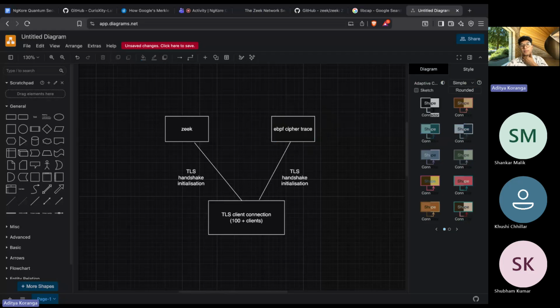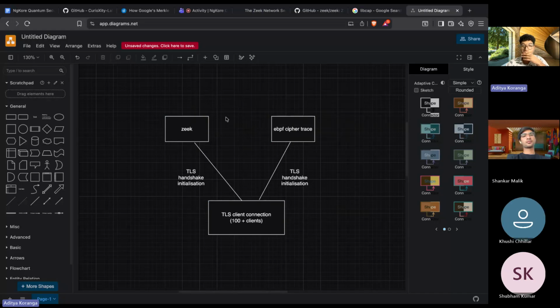And then maybe we write a blog around it, and show the capability of eBPF for TLS tracing. So this is what we'll try to do in this week or maybe next week. I have two VMs in which Zeek and eBPF cipher trace are running, and now the problem is how to get a VM where we can run 100 plus clients. Right now Satyam and I are trying to get this sorted, so hopefully we will have a VM by the next working group meeting.